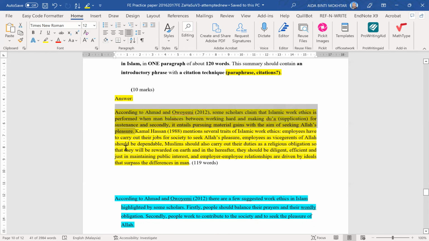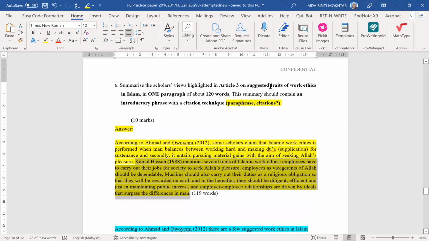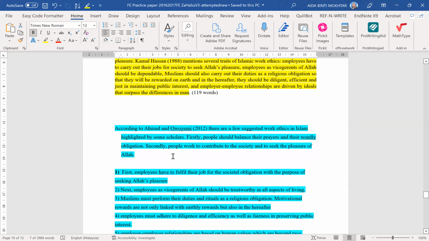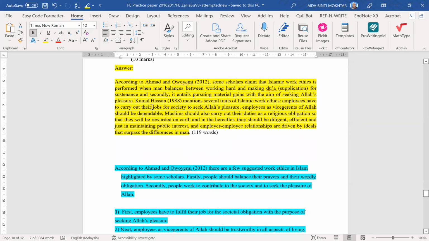The first part is basically summarizing what the scholars have said. Prof. Kamal Hassan has written down the different traits or features, and you need to reword them a bit and put them down, because the whole idea is suggested traits of work ethics in Islam. As you can see, they are there, and what I did was simply to list them out, right?